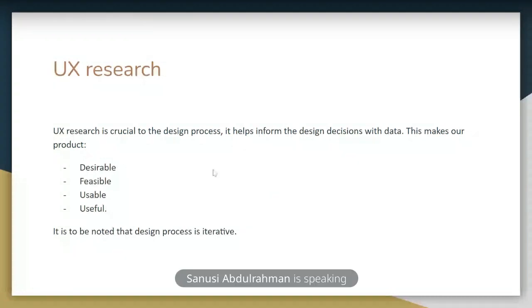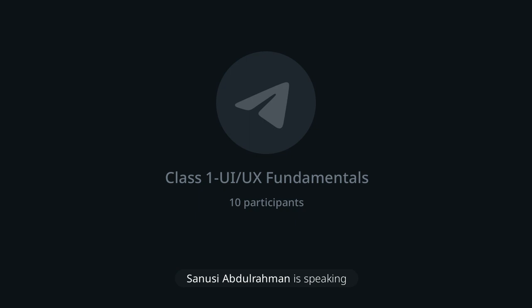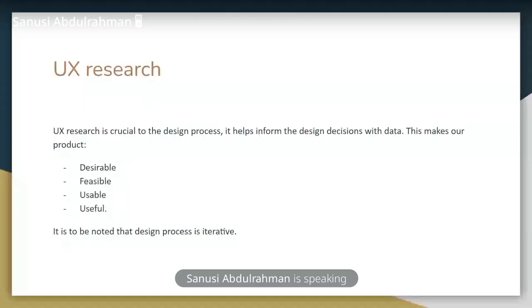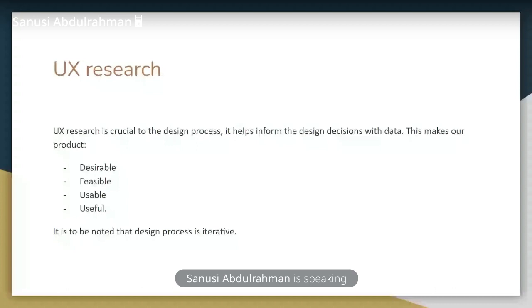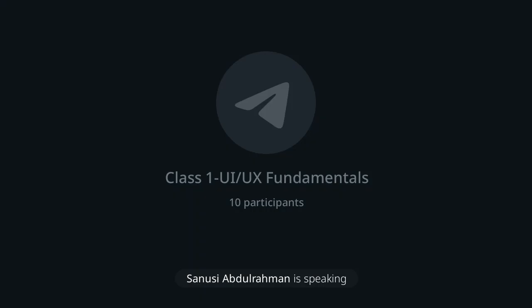Okay, bad interface and user experience discourages consumers from using a product. Yes, that's true, it discourages them from using a product. And why are they getting a bad experience? Why are they getting a bad experience? Does anyone know any reason why they are getting a bad experience?